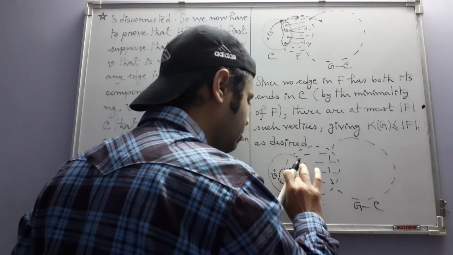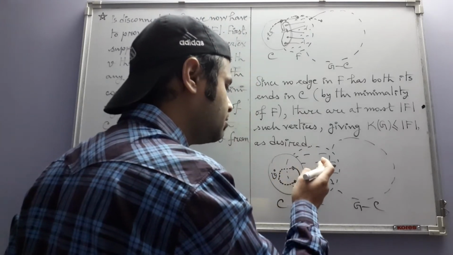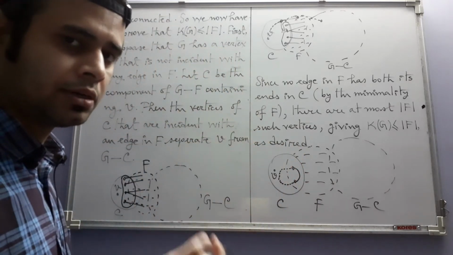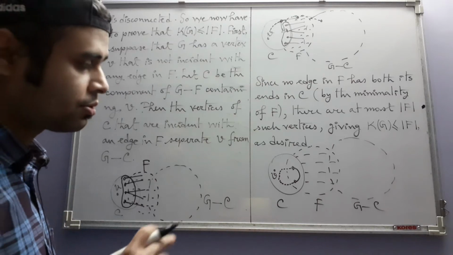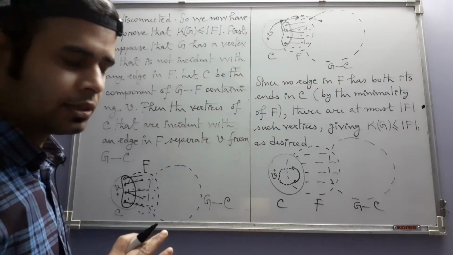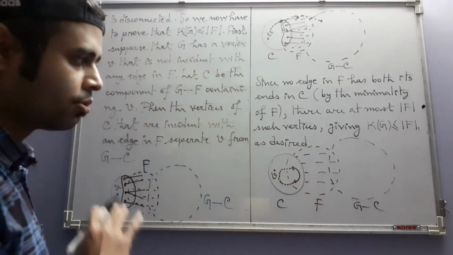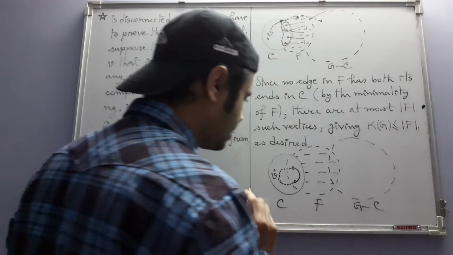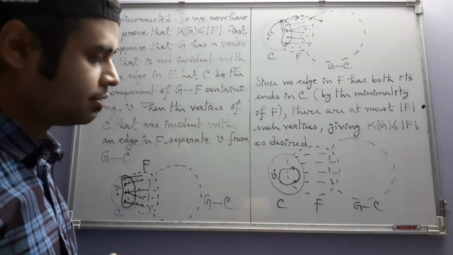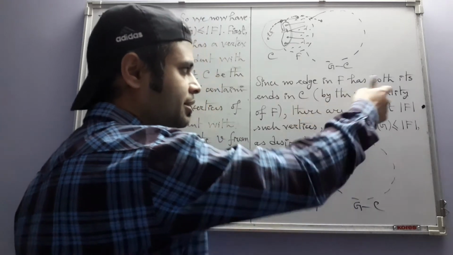Because this edge now has become a part of this cycle, it can be removed from F, and the resulting subset with one element less still disconnects the graph, because originally the removal of all the edges from F was disconnecting the graph. But we have now found that this edge actually plays no role in that disconnection. So that's why F can be made smaller. That contradicts the minimality of F, and that is why no edge in F has both its ends in C, by the minimality of F.